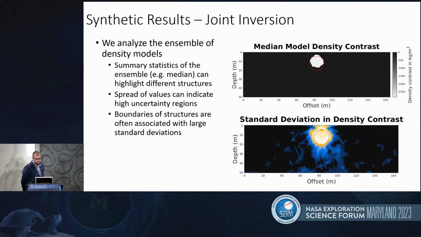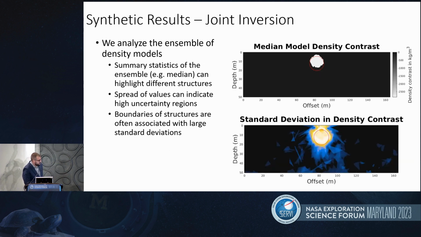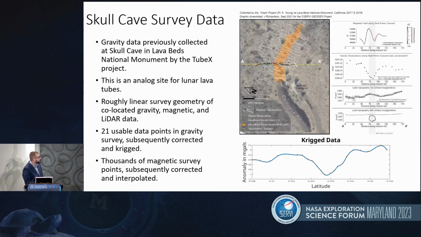So the boundaries of these structures are often associated with large standard deviations, as you see there. But looking at the summary figures again, we have the mean model there, the median, and the standard deviation. We're fitting that synthetic cylinder quite well. So now let's move on to some real data.